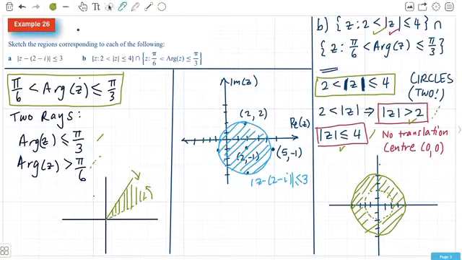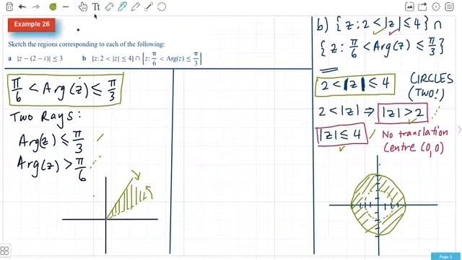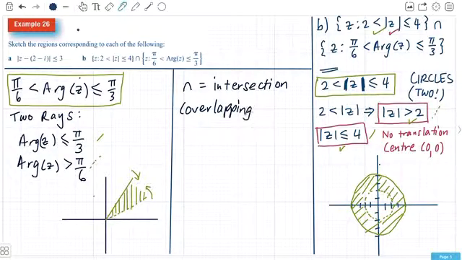Now the last part of this is putting these graphs all together. So let's check it out. What we have to do is take these two graphs, so our first graph, and we have to find the intersection of those graphs. And what that means is find the area where the shaded regions overlap. So overlapping regions. That's the way to think about it.